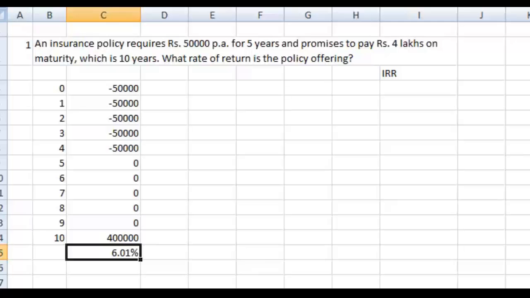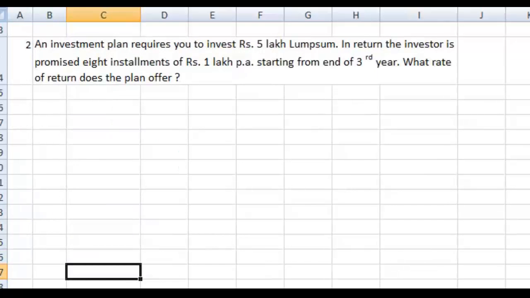Right, so for further clarity, let me show you one more question. Let's solve one more question together. So here we have another question. An investment plan requires you to invest rupees 5 lakh lump sum. In return, the investor is promised 8 installments of rupees 1 lakh per annum. So, beginning of year 1, which is at point 0, we are going to invest 5 lakh rupees, minus 5 lakh because that's a cash outflow.